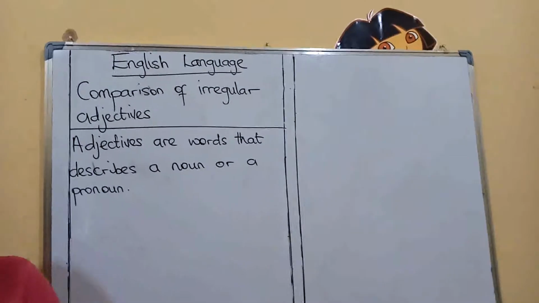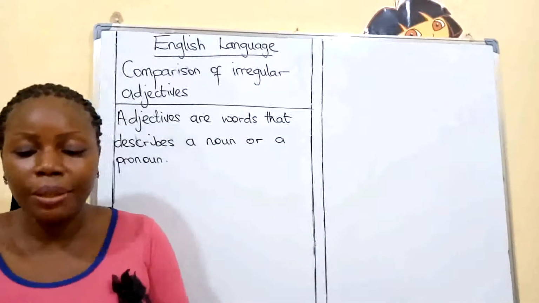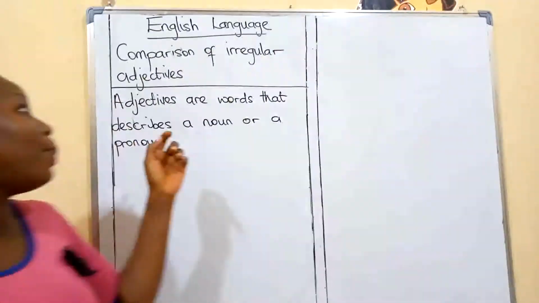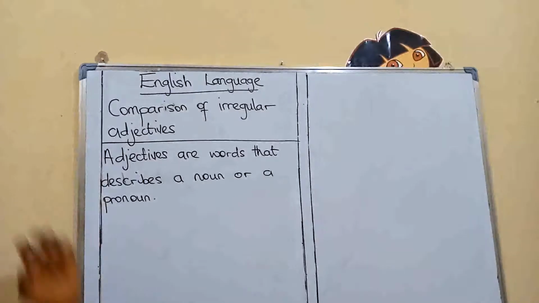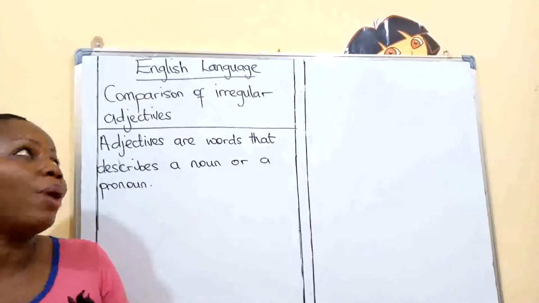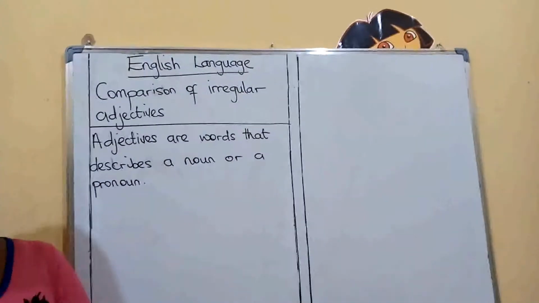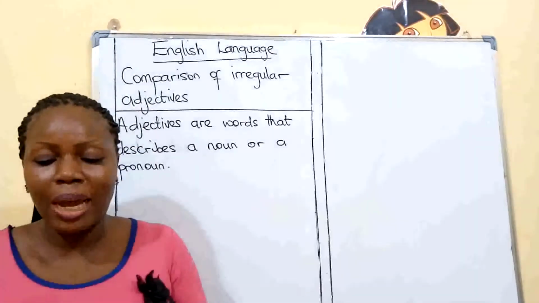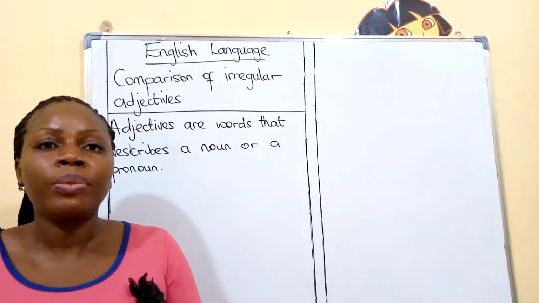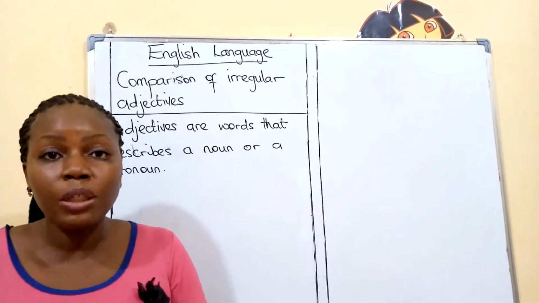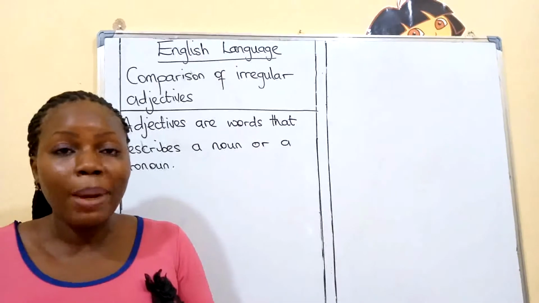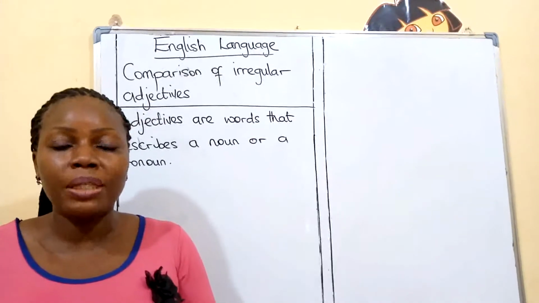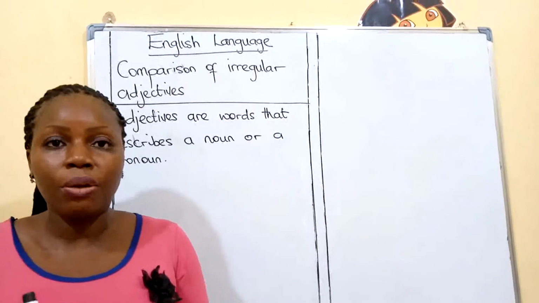Okay, now we have three ways of describing adjectives. Remember we are talking about irregular adjectives, and we also have regular adjectives, but today we are going to talk about the irregular adjectives. And in irregular adjectives, we have some words we use to describe them. Number one is positive. Number two is comparative. And number three is superlative. I'm going to explain each of them.